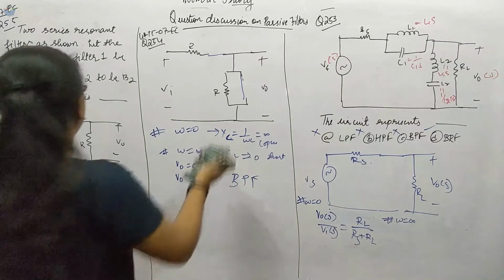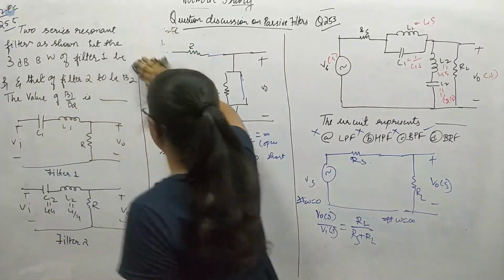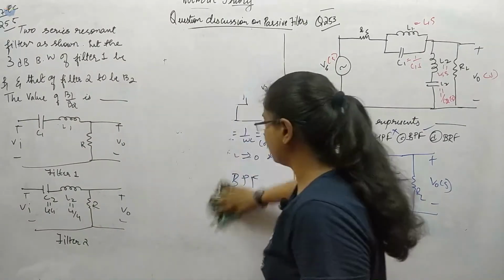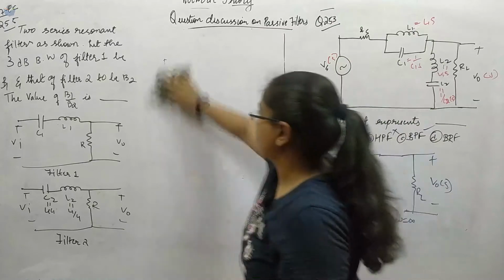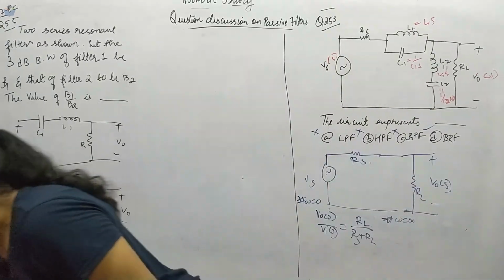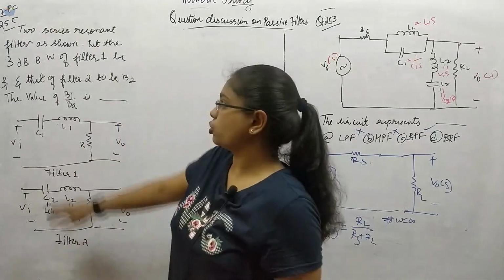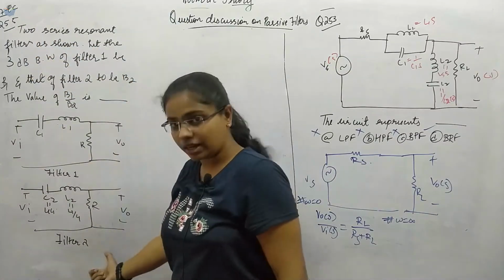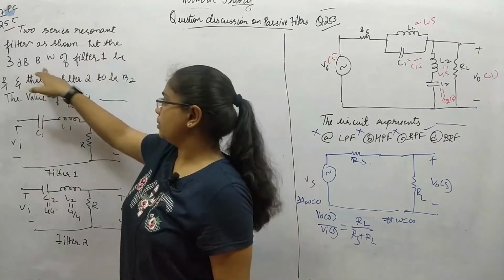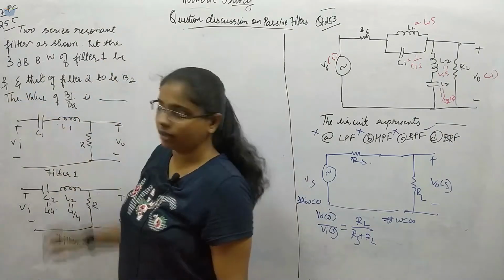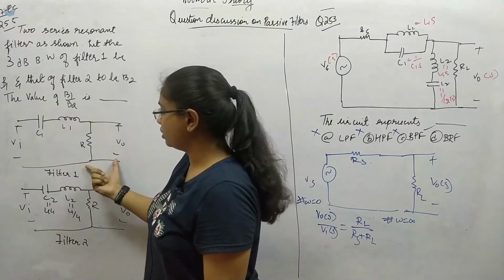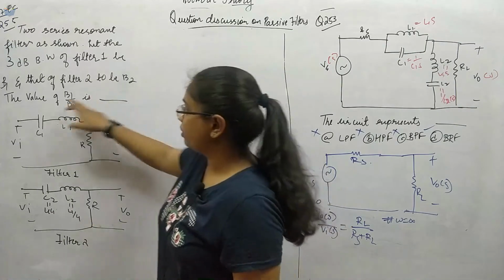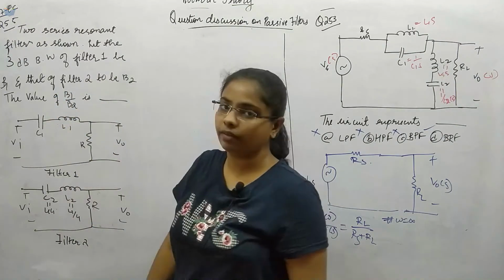Next, coming to question number 255. It was asked in GATE 2007 in the electronics branch. These questions were also asked in the EC branch in 2000. So this question says, two series resonant filters are shown, filter 1 and filter 2. Let the 3 dB bandwidth of filter 1 be B1 and that of filter 2 be B2. We have to find the value of B1 upon B2.